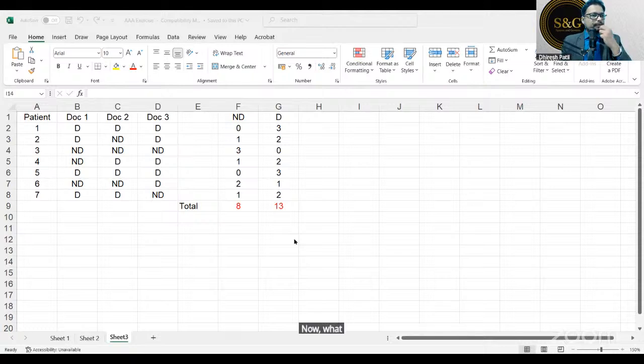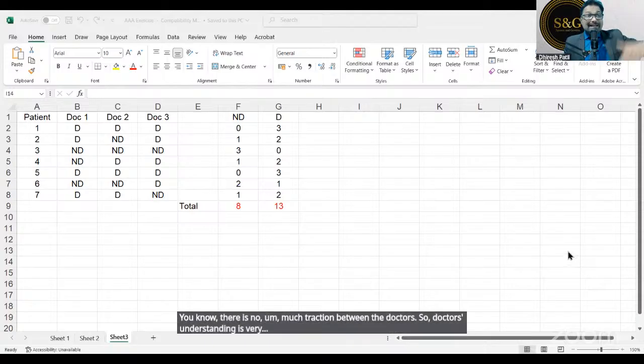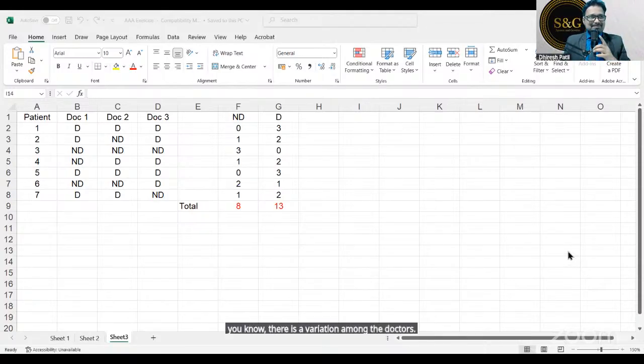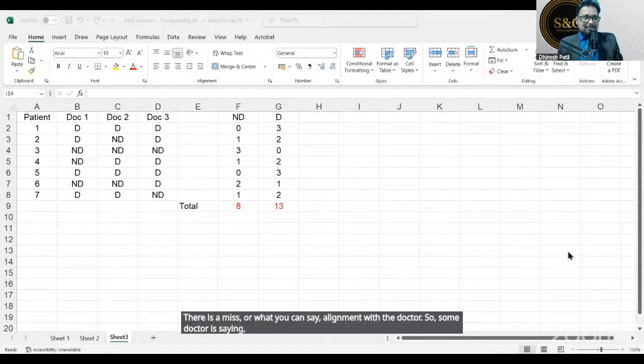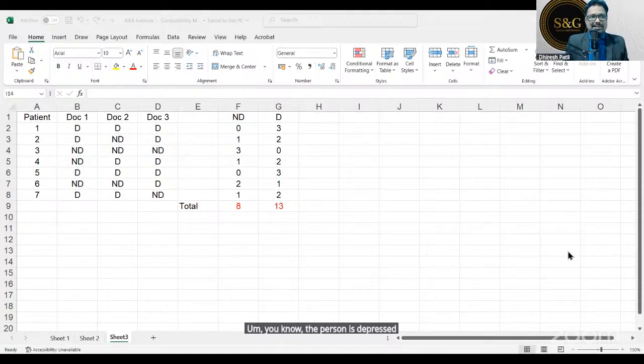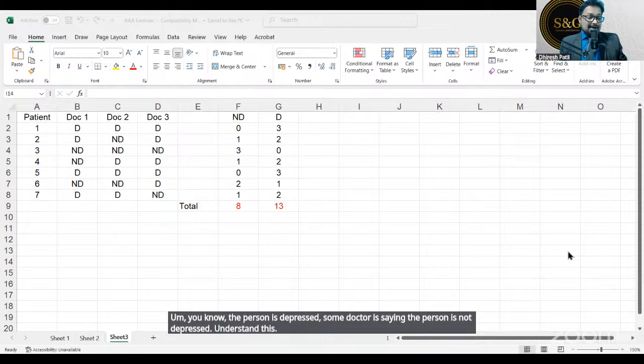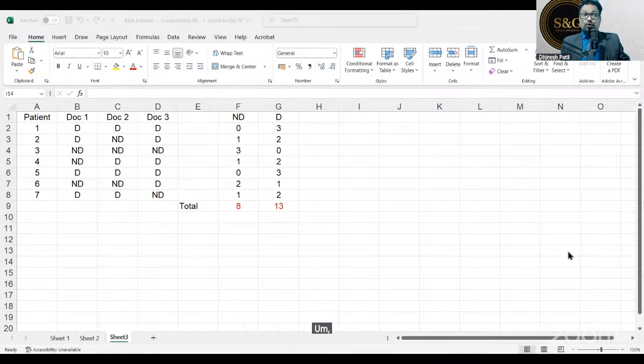Now what we'll do? Now low kappa indicates there is not much traction between the doctors. So doctors' understanding varies, there is a variation among the doctors. There is a lack of alignment among the doctors. So some doctor is saying the person is depressed. Some doctor is saying the person is not depressed. Understand this. See, the consequences are huge, no?